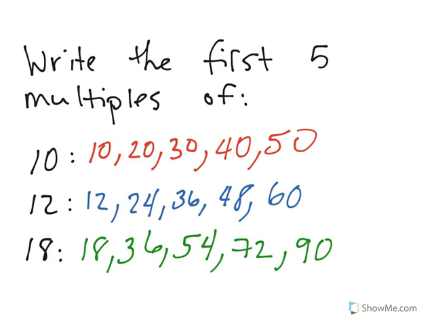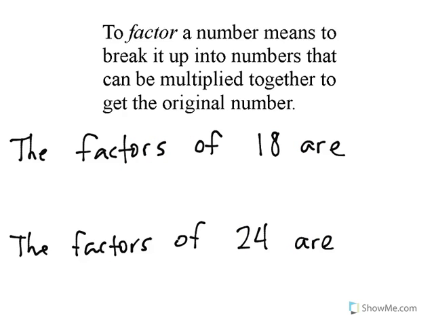Be sure that you understand the definition of a multiple, because it's often very confused with the definition of a factor. To factor a number means to break it up into numbers that can be multiplied together to get the original number. It's a little bit difficult to understand in the definition unless you see it in practice. So let's talk about the factors of 18. Factors often come in pairs: something times something equals that number.